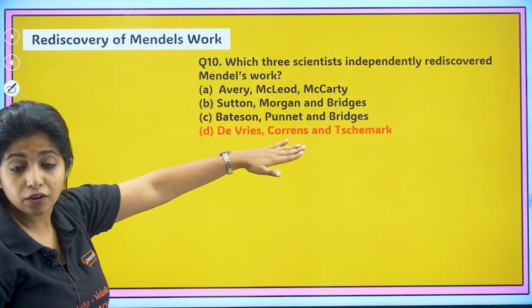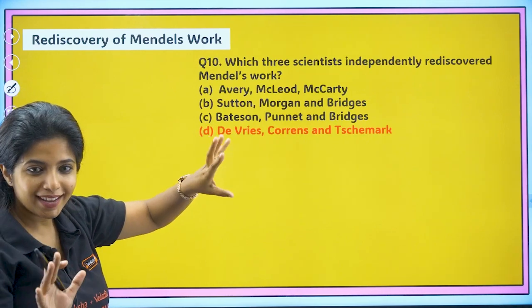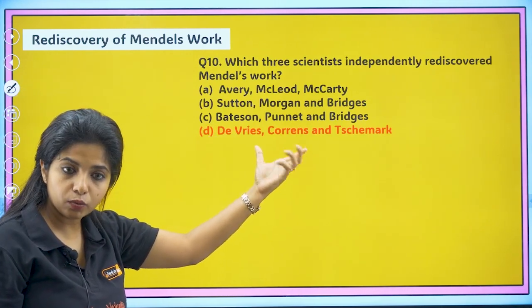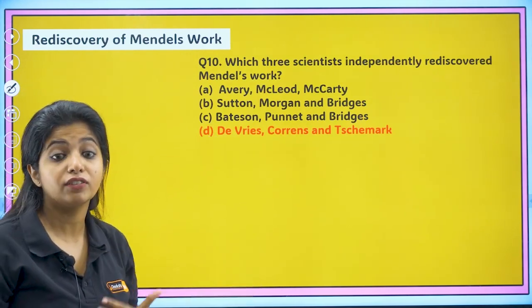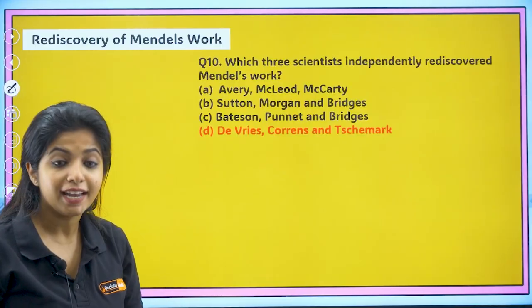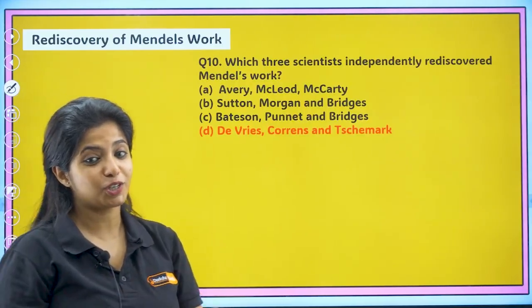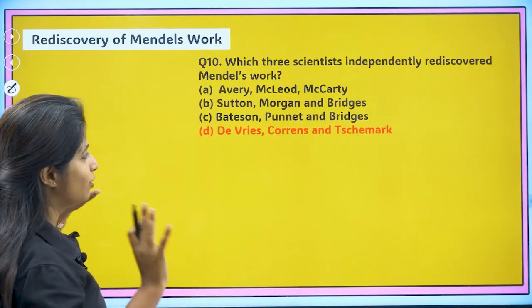Okay, don't get confused between Sutton and Boveri. After they rediscovered Mendel's work, Sutton and Boveri came into the picture and gave the chromosomal theory of inheritance. It was Sutton who is mainly responsible for the chromosomal theory of inheritance, telling you that as well.